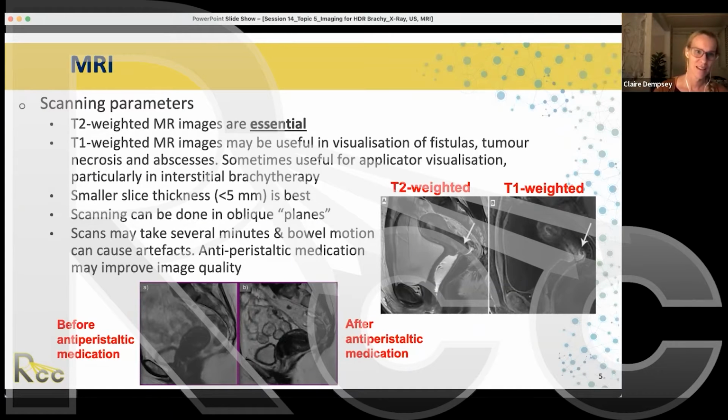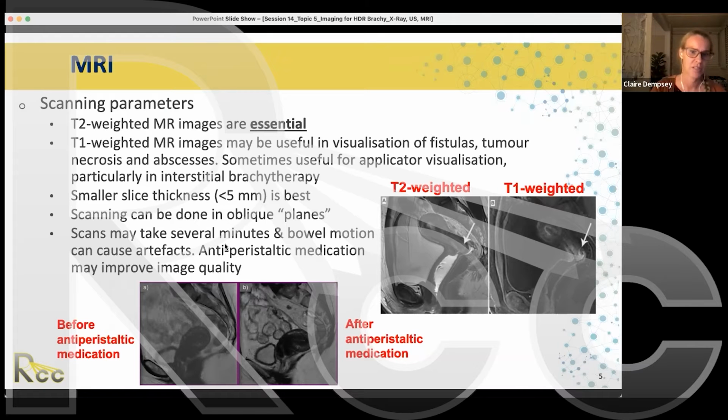One of the downsides of taking an MRI scan of your patient is that the scans can take several minutes. Depending on your slice thickness and the strength of your magnet and a whole bunch of other things in your system, a single scan could take up to 10 minutes for your patient. So during that time, bowel motion can be really big during your scan, and what you'll see is the bowel starts to look really blurry.